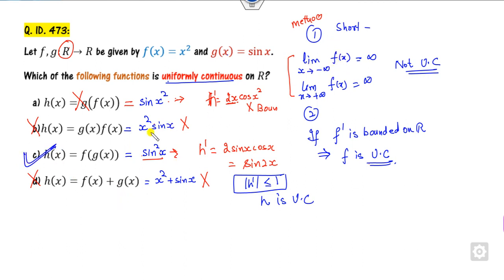So according to the first, again you can see also, if you take the derivative of this, again it is not bounded. If you take the derivative of this, what is that?